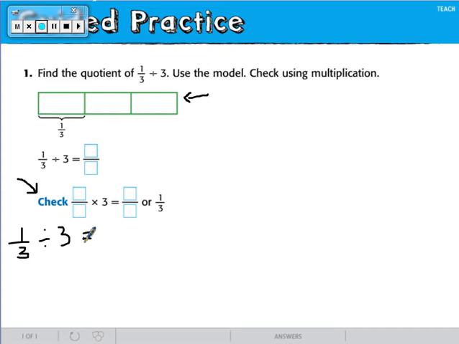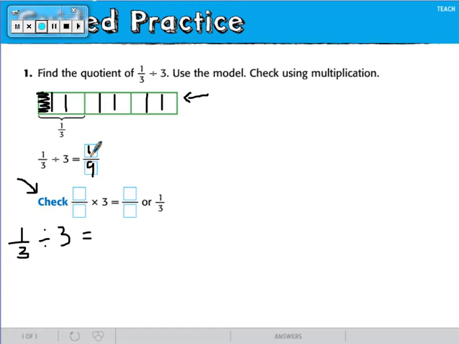It says find the quotient of 1/3 divided by 3, use the model. Check using multiplication. So how many pieces do I have to separate the 1/3 into? 3 pieces. If I separate the 1/3 into 3 pieces, what do I have to do to the other 2/3? Make it 3. I have to separate each one of the pieces into 3. How many total pieces do I have? I have 9 total pieces. How many pieces do I care about?